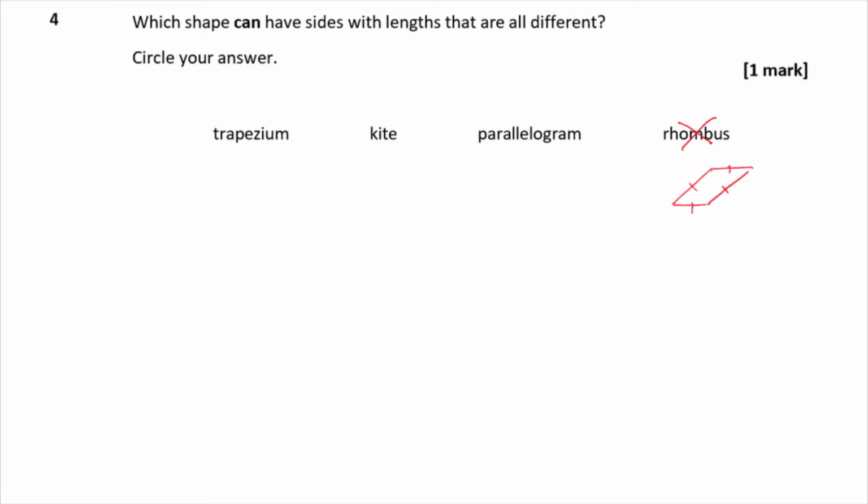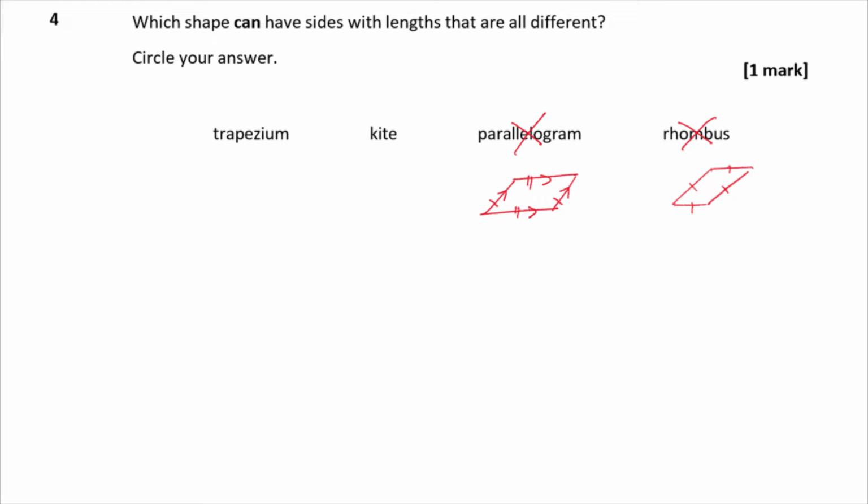Parallelogram. With a parallelogram, you have 2 pairs of equal and parallel sides. So this side is parallel to this one. This side is parallel to this one. But also that length is the same as that length, and that length is the same as that one. So a parallelogram has got 2 pairs of equal length sides, so they can't all be different, so it's definitely not a parallelogram.